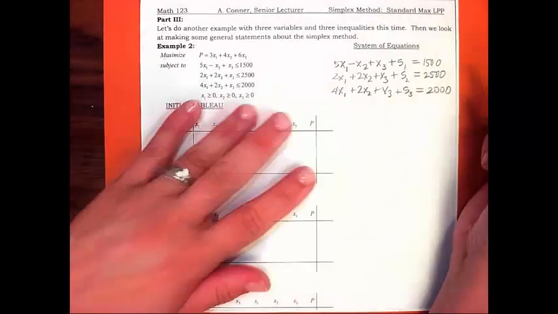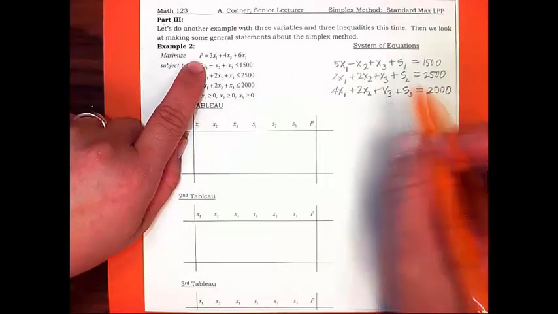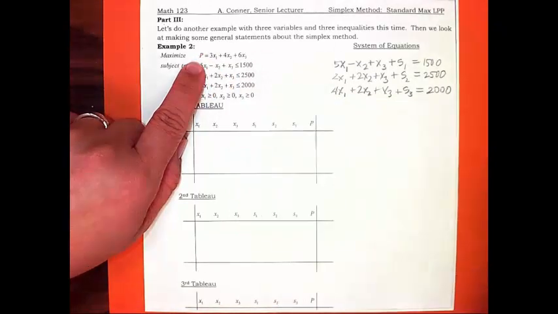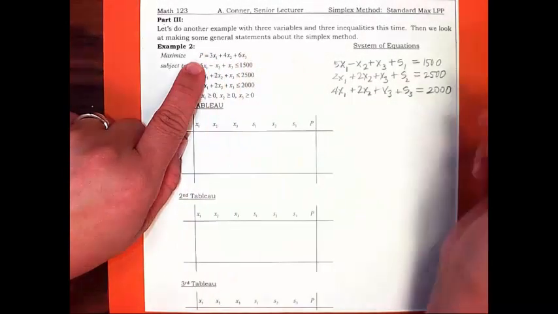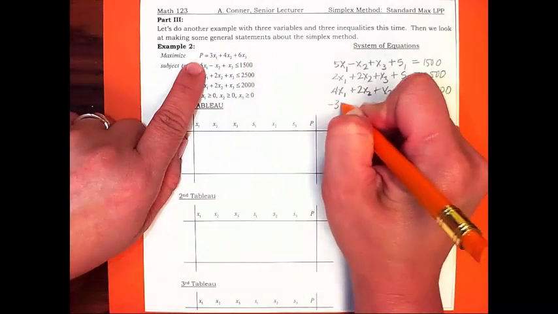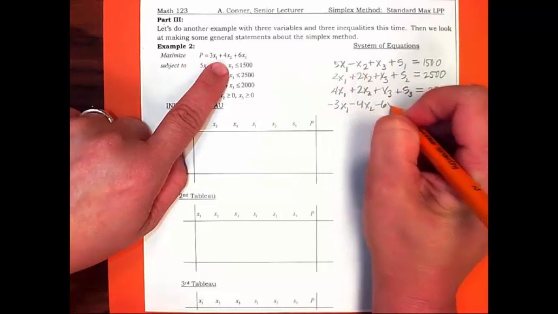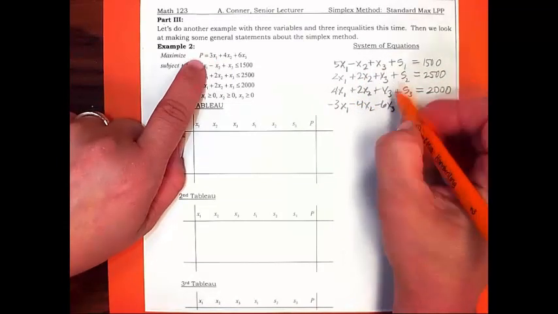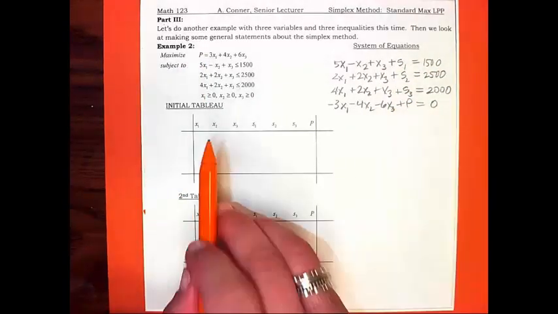And we don't do anything to these variables, but we do have to change the objective function. Remember, p stays where it's at because the coefficient has to be a positive 1. We just move the x1, x2, and x3 over to the other side. So subtract 3x1, subtract 4x2, subtract 6x3, and then keep the p on the same side, so don't move it, and that leaves you with 0 on the right side. And I've gone ahead and filled everything in.